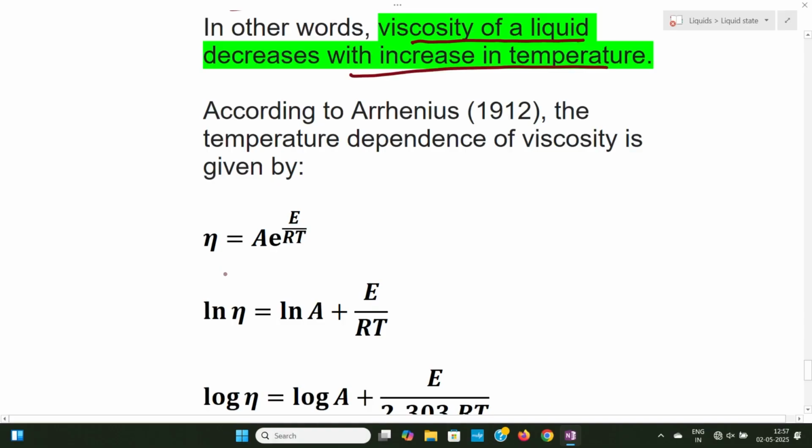The temperature dependence of viscosity is studied by Arrhenius, and here we have an equation for the temperature dependence of viscosity, that is eta is equal to A e^(E/RT), where eta and A are constants, R is the gas constant, T is the temperature, and E is the activation energy required for the viscous flow.